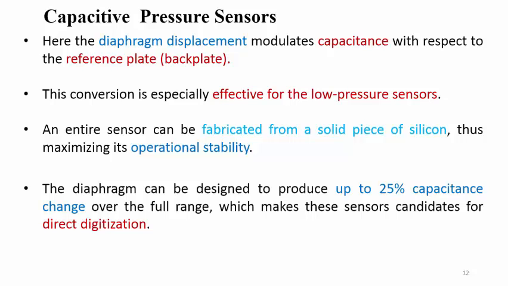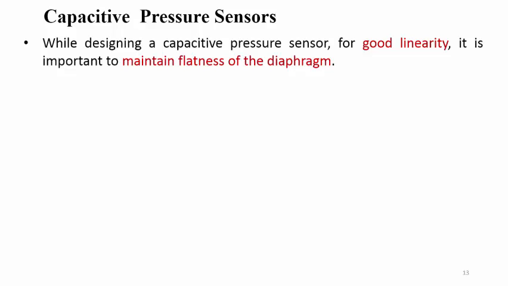The diaphragm in this particular sensor can be designed to produce up to 25% capacitance change over the full range, which makes these sensors candidates for direct digitization.